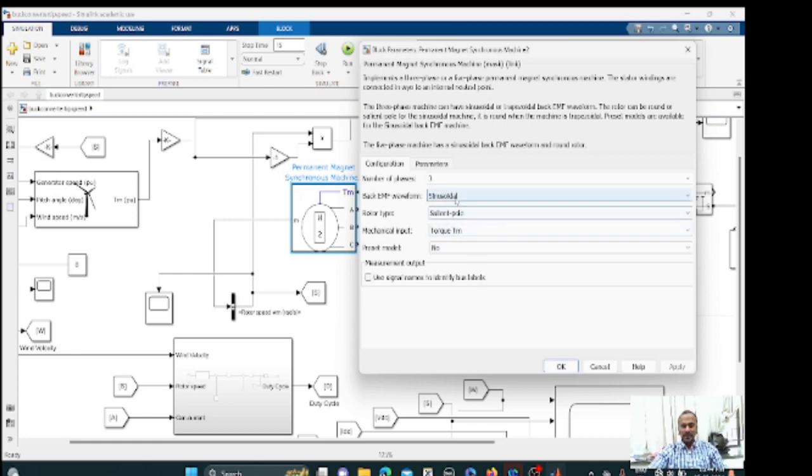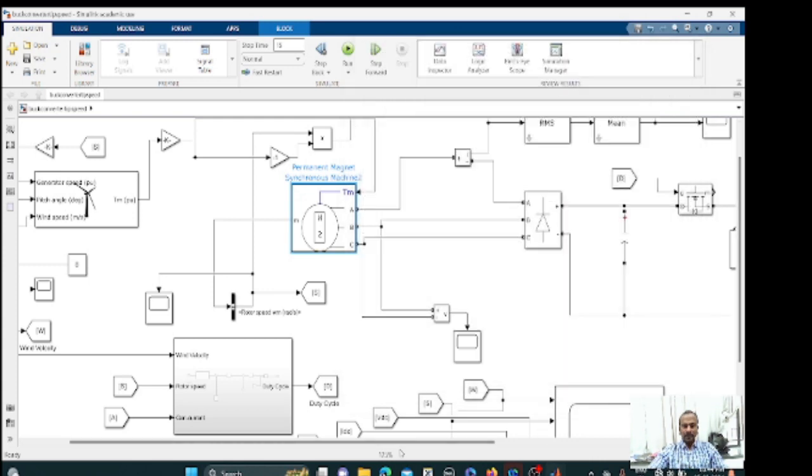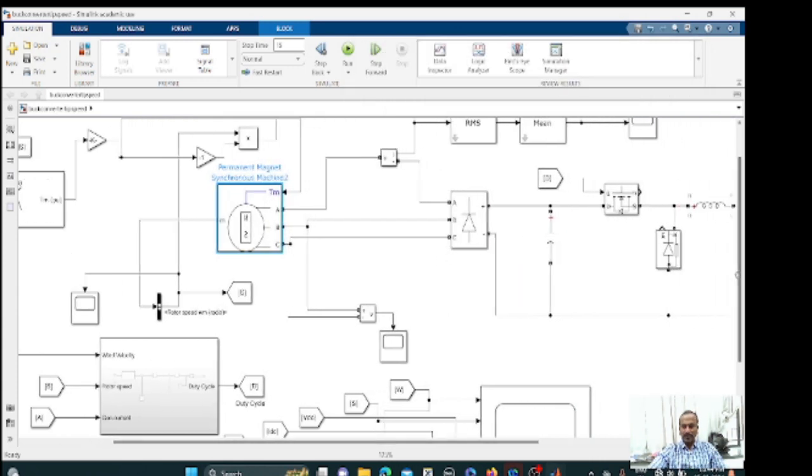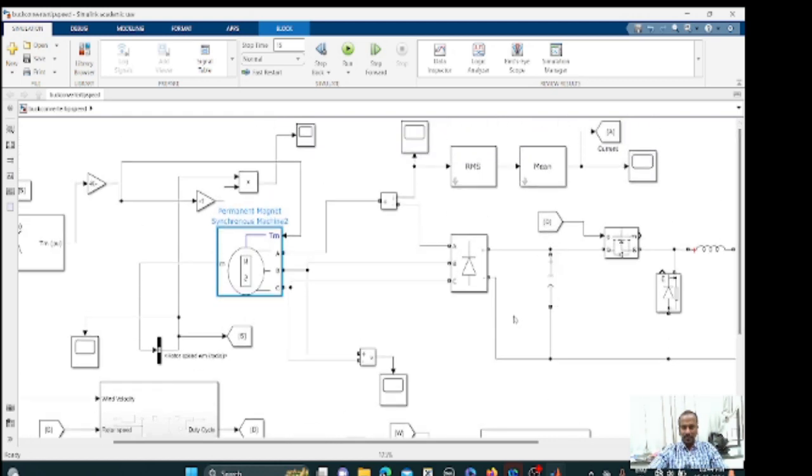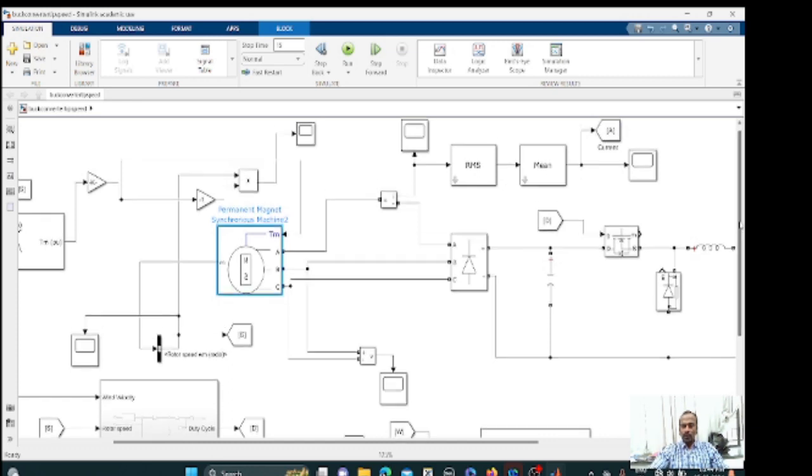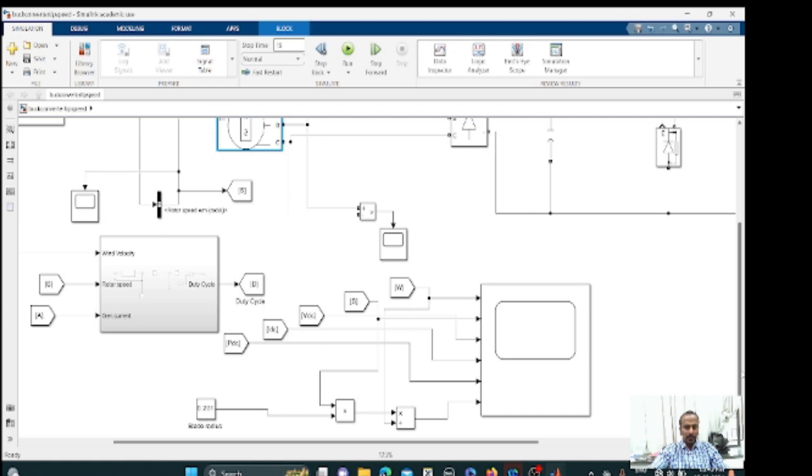We know this is a PMSM, so I have selected the sinusoidal salient pole machine, and the number of phases is 3. Then I have connected a diode bridge rectifier, so the output will be DC. Then the generator current, I have taken the RMS value for feedback purposes. You can see here I have taken the generator current A for generator feedback.